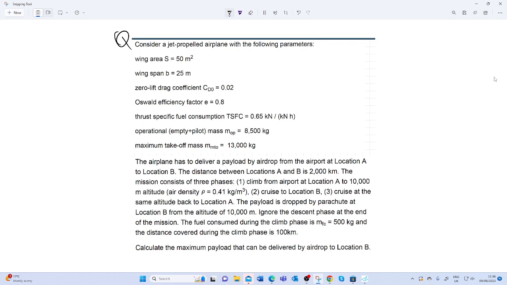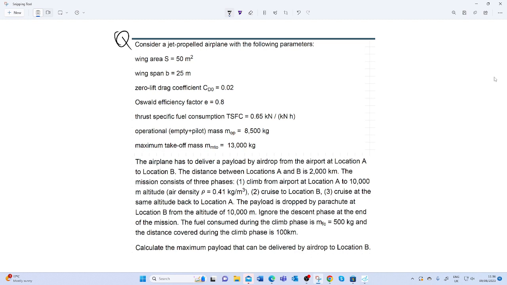Consider a jet-propelled aircraft with the following parameters. The wing area is 50 m², the wingspan 25 m, the CD0 0.02, the Oswald factor 0.8, thrust specific fuel consumption 0.65 kN per kN hour, the operational mass MOP 8,500 kg, and the maximum takeoff weight of the aircraft 13,000 kg.